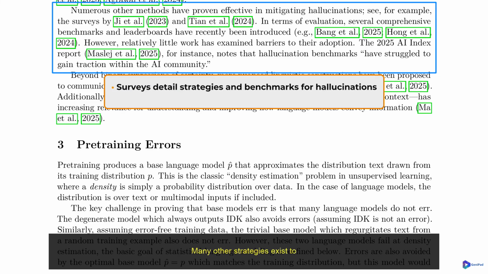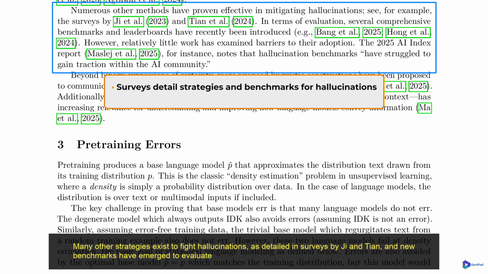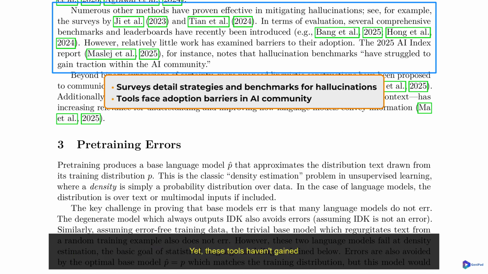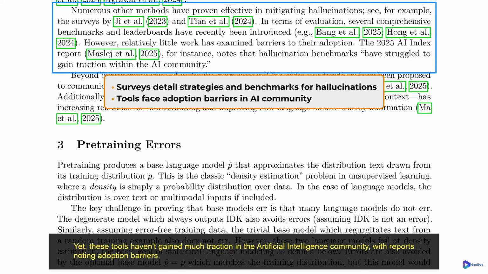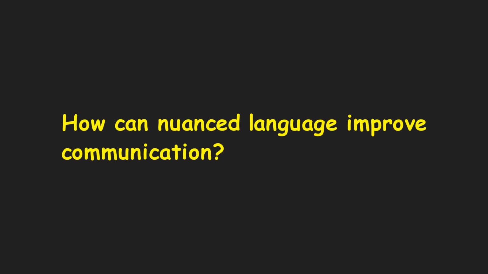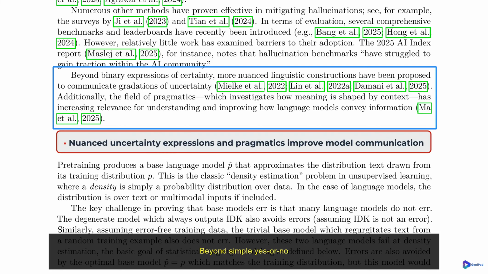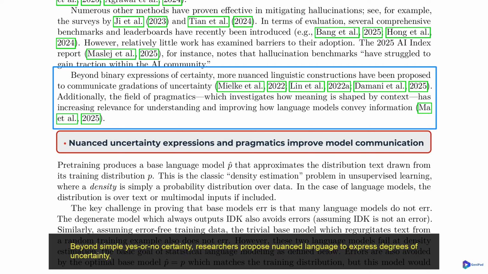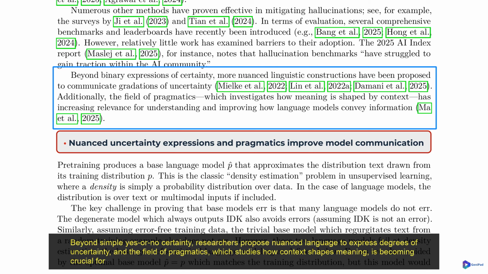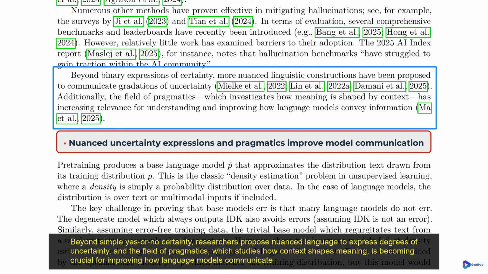Many other strategies exist to fight hallucinations, as detailed in surveys by G and Tian, and new benchmarks have emerged to evaluate them. Yet these tools haven't gained much traction in the artificial intelligence community, with reports noting adoption barriers. Beyond simple yes or no certainty, researchers propose nuanced language to express degrees of uncertainty, and the field of pragmatics, which studies how context shapes meaning, is becoming crucial for improving how language models communicate information clearly.